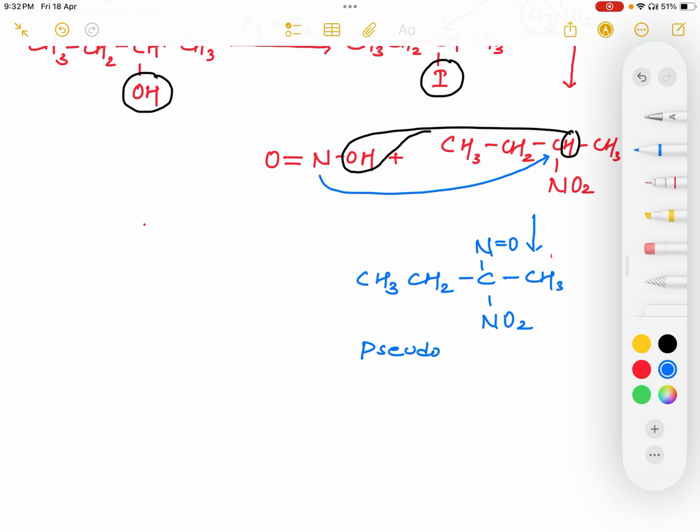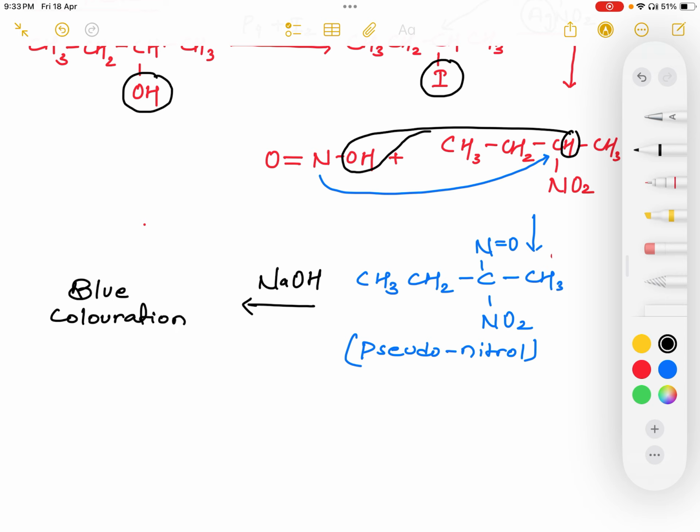Pseudo-nitrile. And when this is further being treated with NaOH or KOH, at the moment we'll get blue coloration. So if it is being said that we have blue color in the identification of alcohol by Victor-Meyer test, you need to understand that it is 2-degree alcohol.